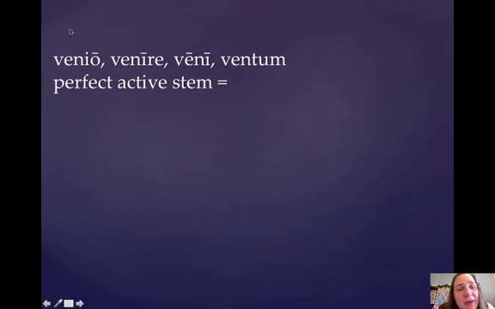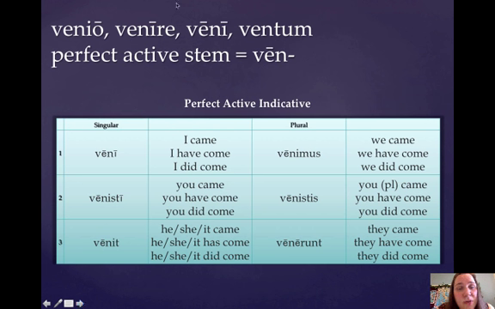And then our last example is going to be veniō, venīre, vēnī, ventum. Now, I want you to notice that this is a 4th conjugation verb, which means when we get the present stem for this verb, it's going to be venī. When we get the perfect stem for this verb, it's going to be vēn. And you may notice that the only difference between the two is the presence or absence of a macron. So this is one of those important macrons, okay? So vēnī, vēnistī, vēnit, vēnimus, vēnistis, vēnērunt.